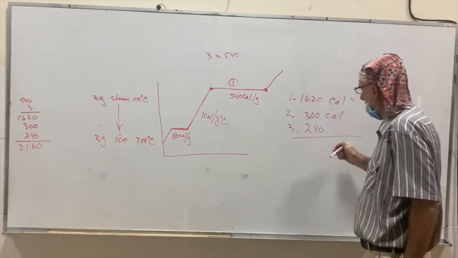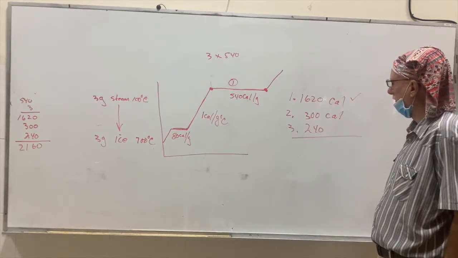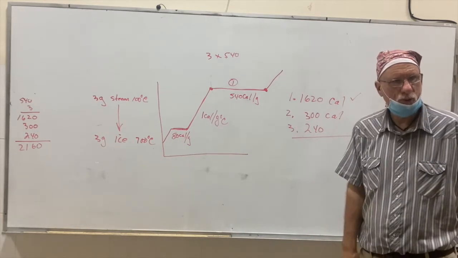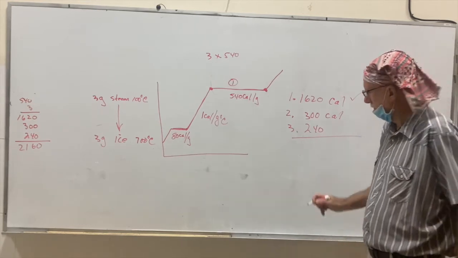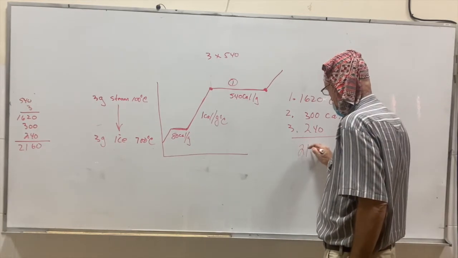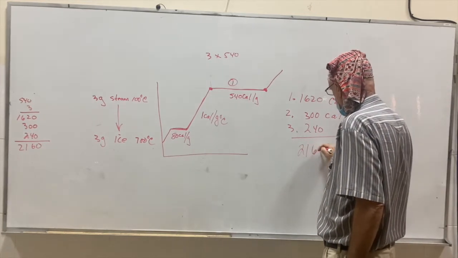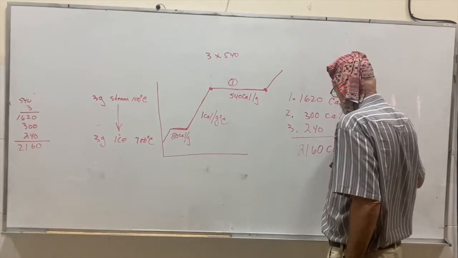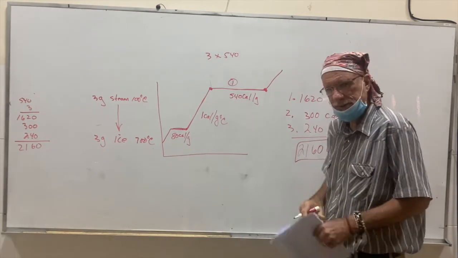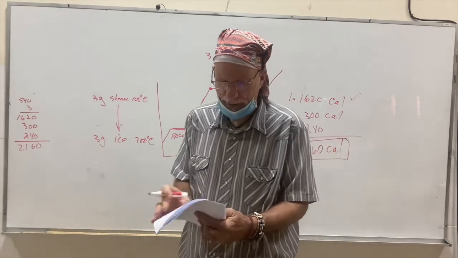And that would be that, and then now add that up. What do you got? 2,160. Sorry, 2160. Okay? Yes? And that should be it.